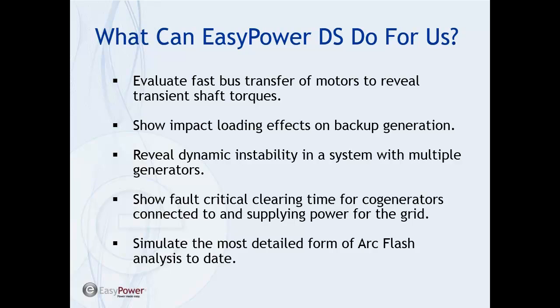We can evaluate things like fast bus transfer, which is switching motors very quickly over to an alternate source so that we can continue pumping of motors, especially for nuclear facilities. And one of the key things we need to look at in that type of simulation is the transient shaft torques. So we can use it for that purpose as well. We can show impact loading effects on backup generation. You have a backup generator.